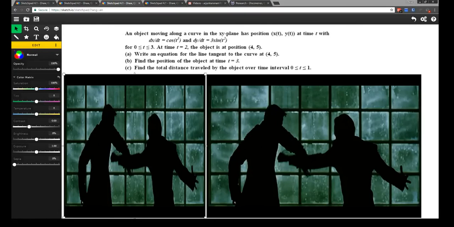The final question, question 6. In this question, we're given two parametric functions, dx/dt and dy/dt, given the bounds from 0 to 3, and we're told that at time t equals 2, the position of the object is (4, 5). And so we're asked to A, write a tangent line equation, B, find the position at a certain time, and C, find the total distance.